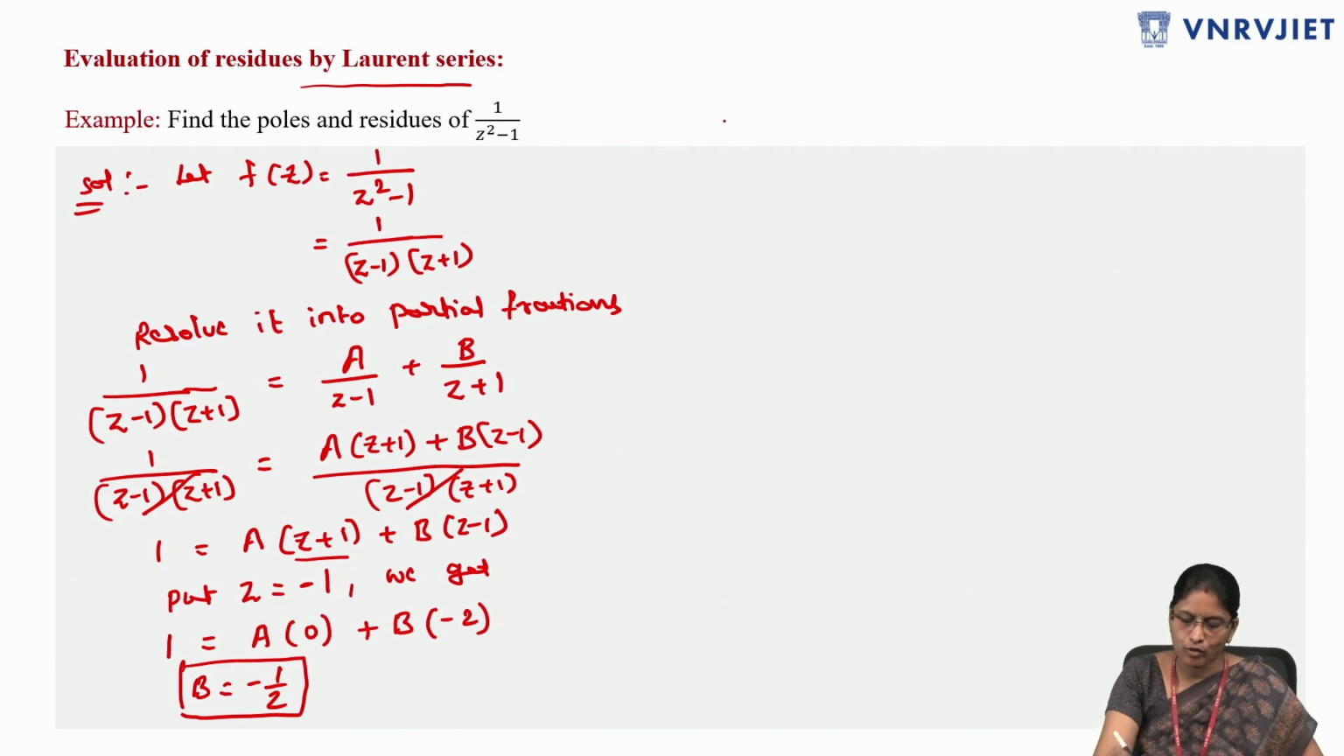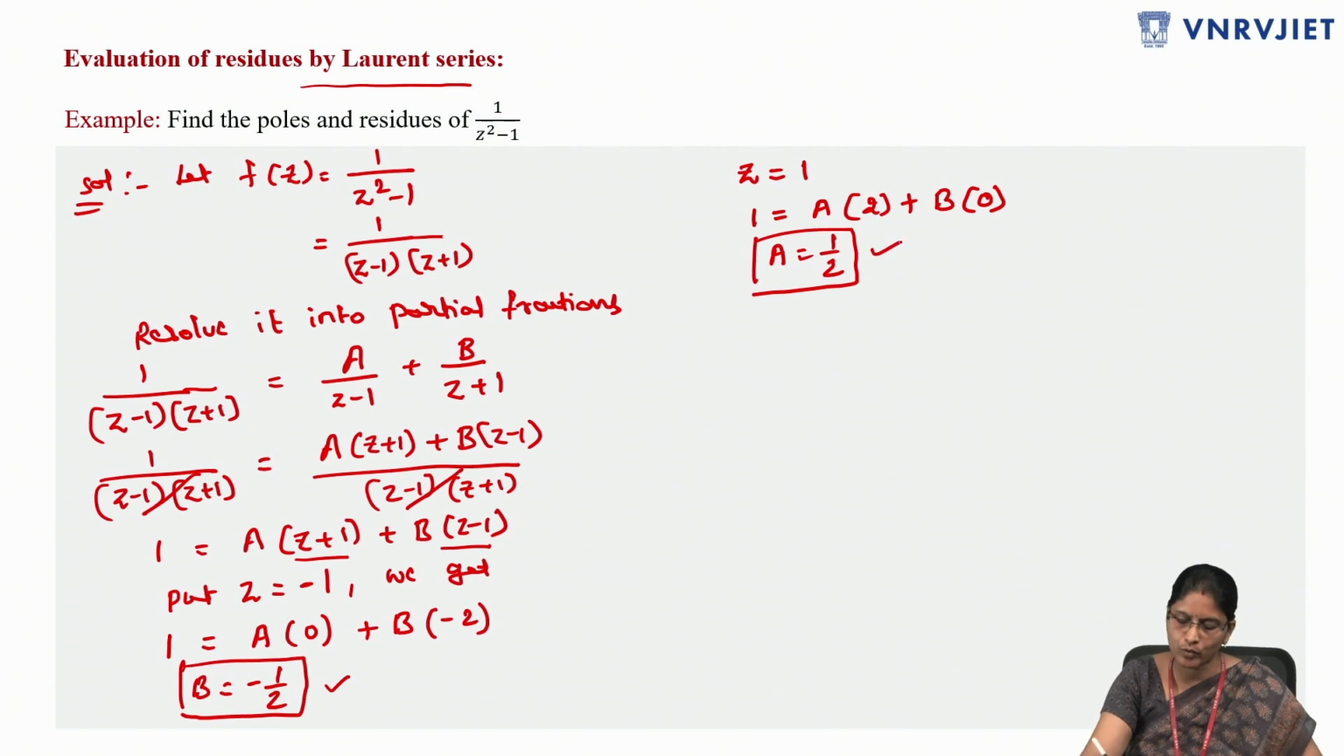Next, to find out the value of a, for this, we have to take z is equal to plus 1. Then substitute the value of z is equal to 1. 1 is equal to a into 1 plus 1, we get 2, plus b into minus 1 plus 1, 0. a is equal to 1 by 2. So here we get the values of a and b. a is 1 by 2 and b is minus 1 by 2.